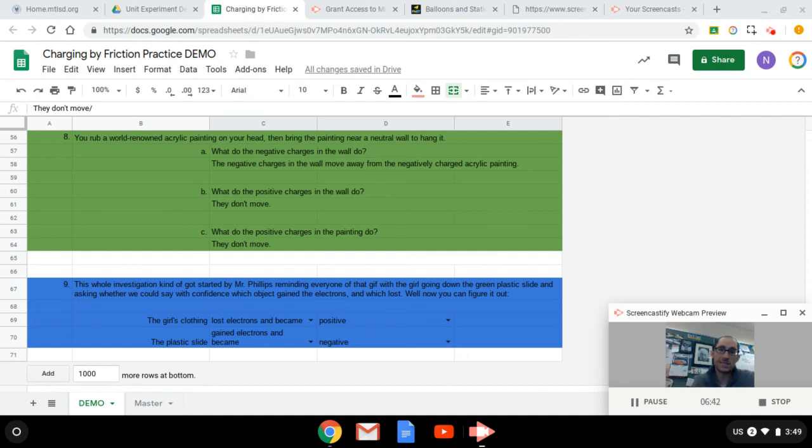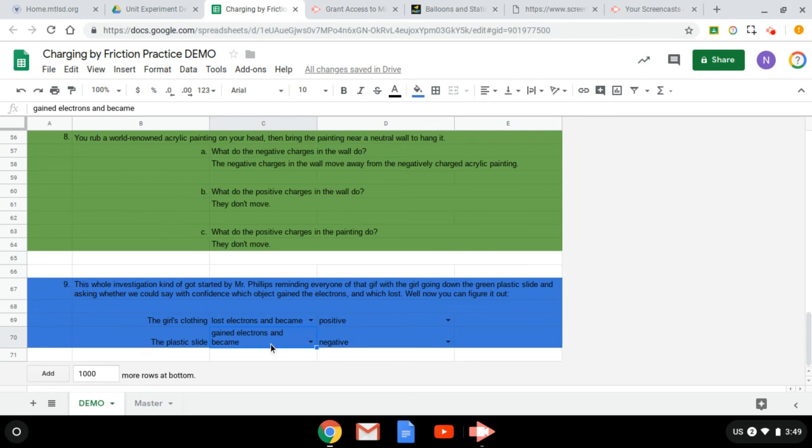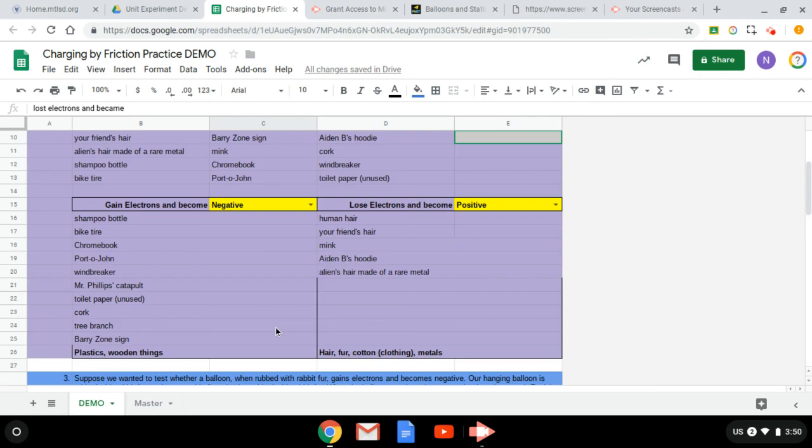Well, the slide is made of plastic. Plastic tends to gain electrons and become negative. Clothing, as we learned, tends to lose electrons and become positive.